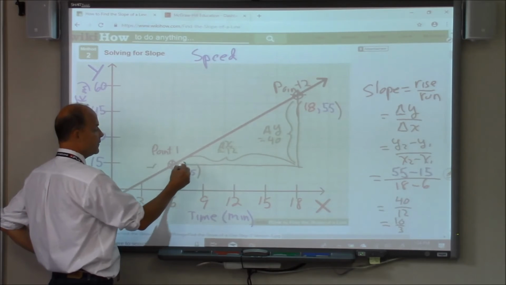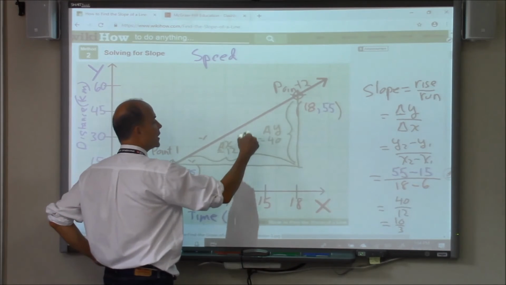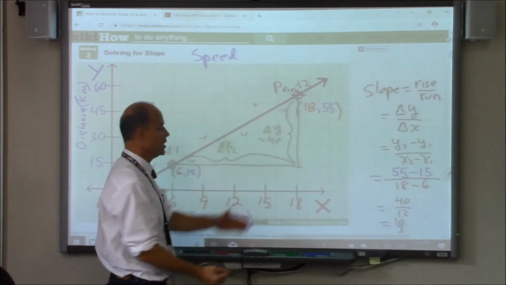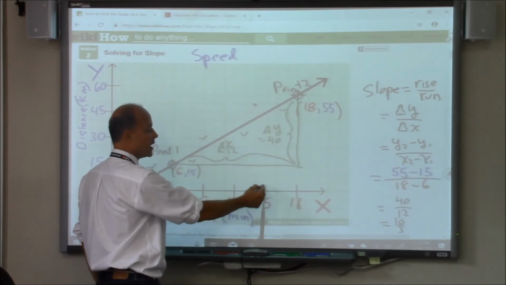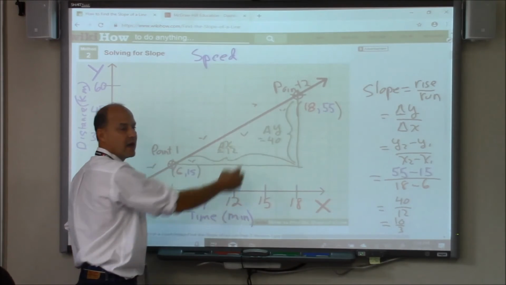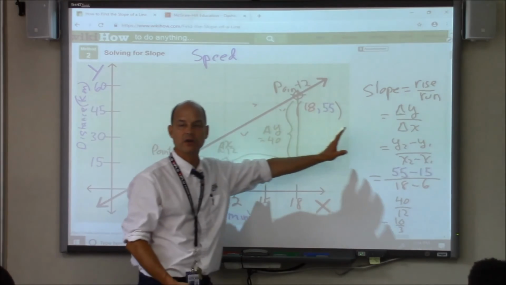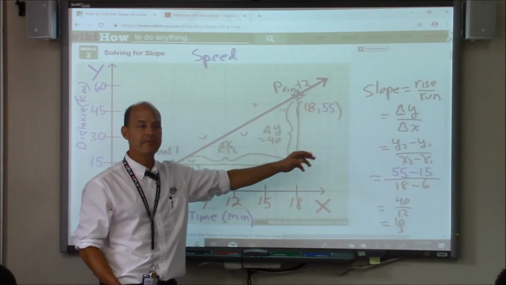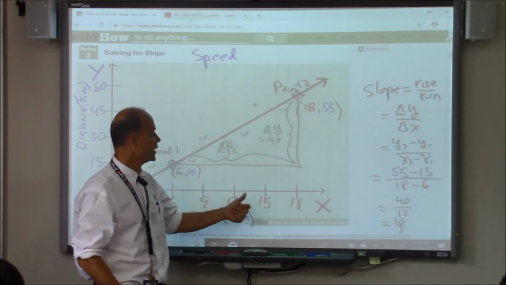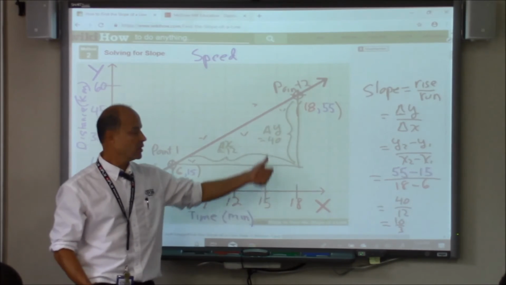If this was a line of best fit, we would have had all kinds of data here that we would have had to draw this line of best fit through. And in the case that I'm asking you about, after 15 minutes, we don't have a data point, so we really can't look at our data table and figure out how far the airplane went. But we do have data for 12 and 18, say, so we can interpolate.